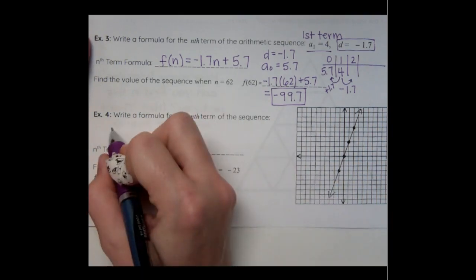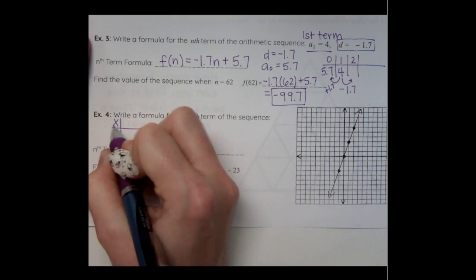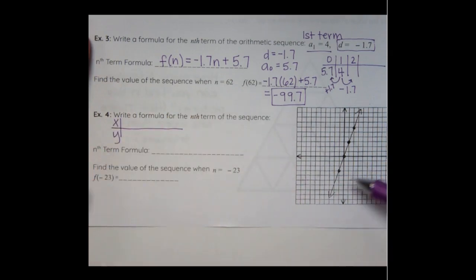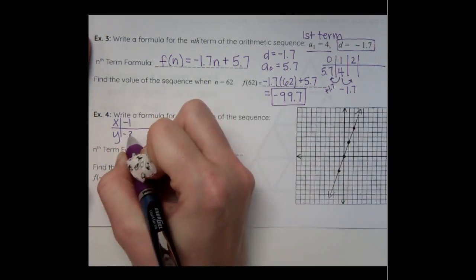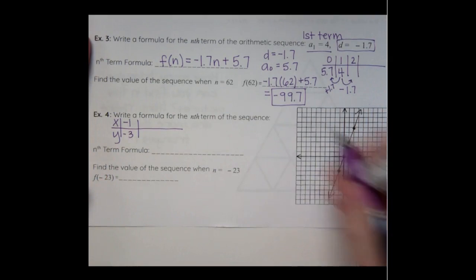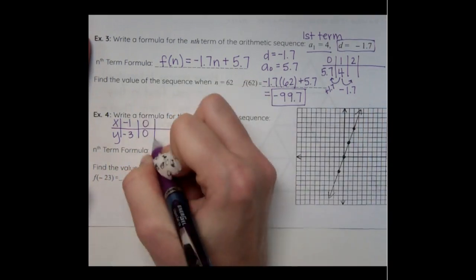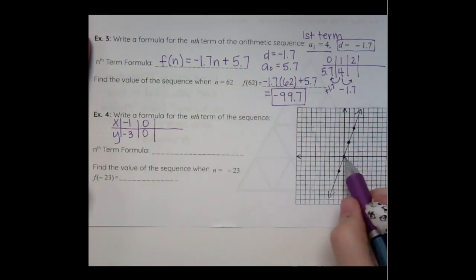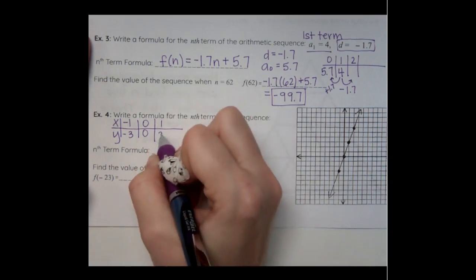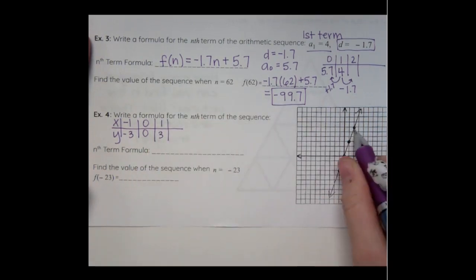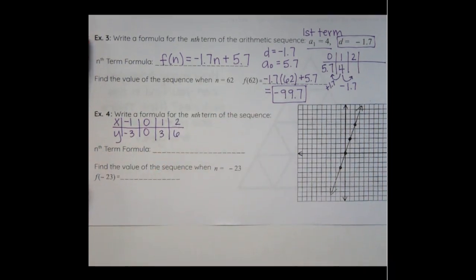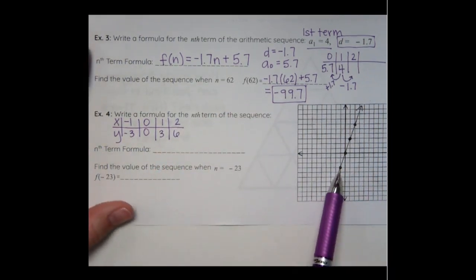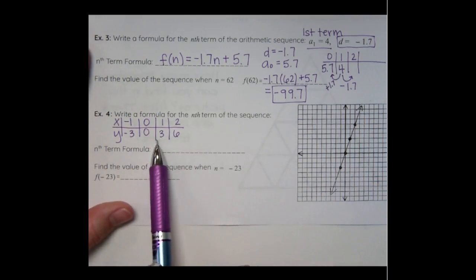So I'm just going to make a table right here. X on top, Y on the bottom. We've got negative 1, negative 3. We've got 0, 0. I've got 1, positive 3. And I've got 2, positive 6. All I did was take these points and make a table.